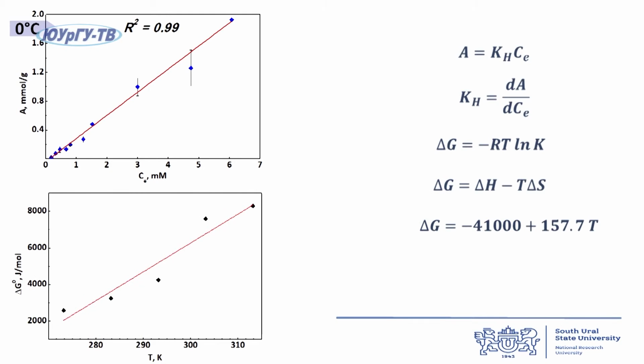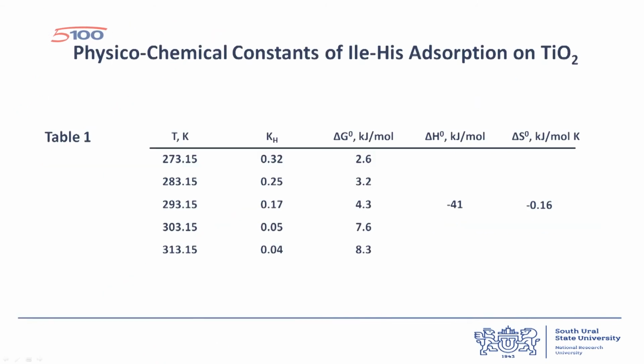Plotting a graph of free energy versus temperature, we determine the enthalpy as intersection of the linear graph with the free energy axis for dipeptide. The change in entropy for each temperature was determined from the fundamental equation. The calculated values of the equilibrium binding constant, standard Gibbs free energy, enthalpy, and entropy for dipeptide are presented in the table 1.